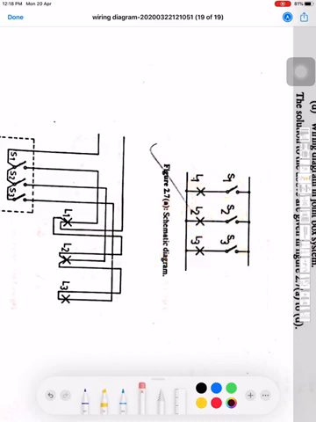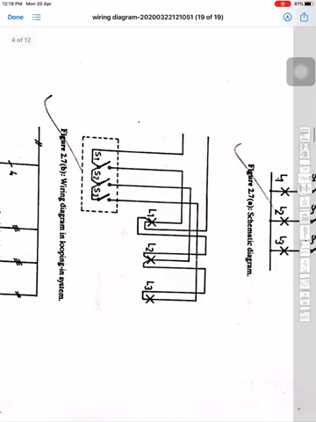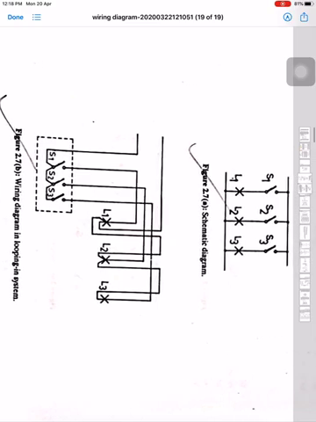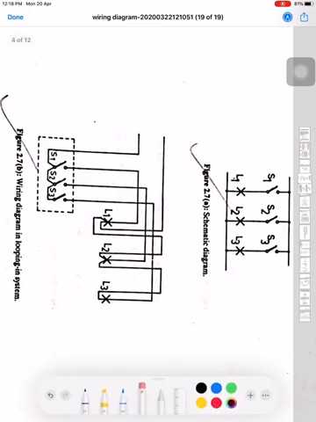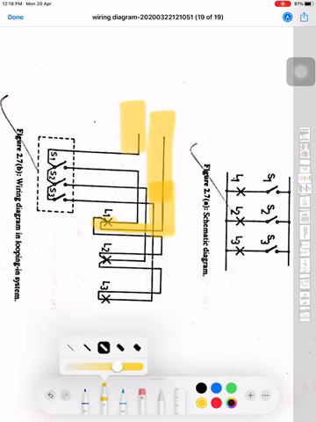When we talk about the wiring diagram, this is a wiring diagram in looping in arrangement. So in looping in, the main concept is that there will be only a two-line arrangement. Apart from that, the main line will come from here and go to the first lamp.